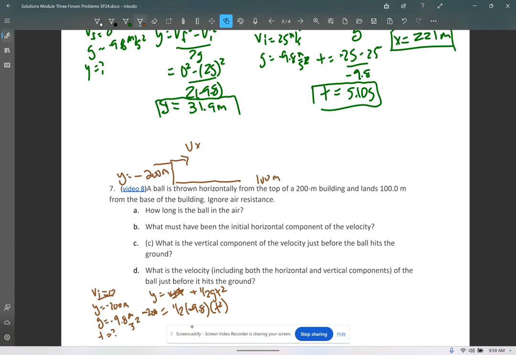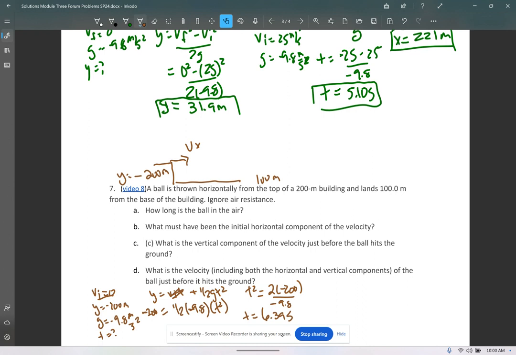So when I do my math here, I'm going to have t squared equals 2 times negative 200 divided by negative 9.8, and then I'm going to find the square root of all that. Two times 200 divided by 9.8, the negatives cancel out, and I take the square root of that, and I get 6.39 seconds.